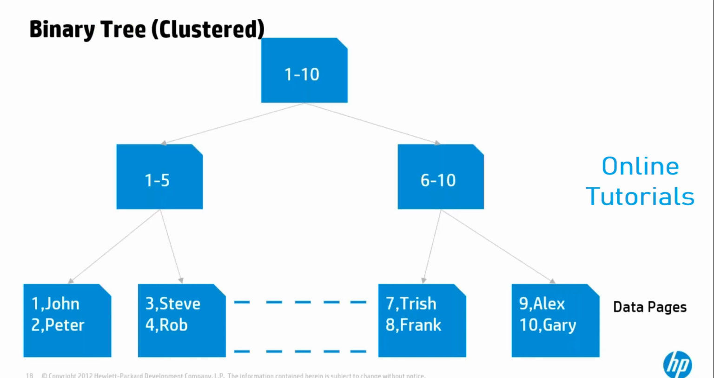If I have the same thing, 1 to 10, then 1 to 5 will be saved in one row and 6 to 10 will be saved in another row. This is the index pages. This is the data pages.